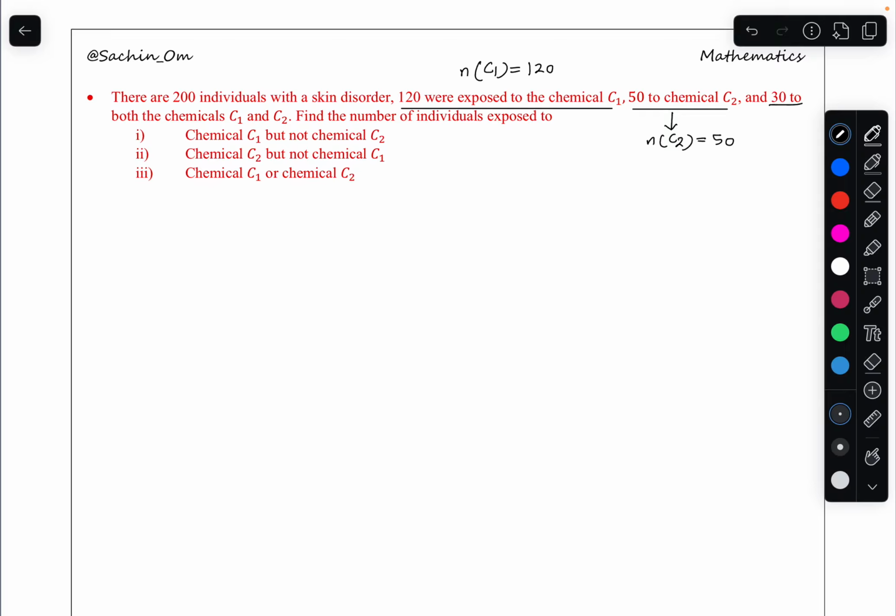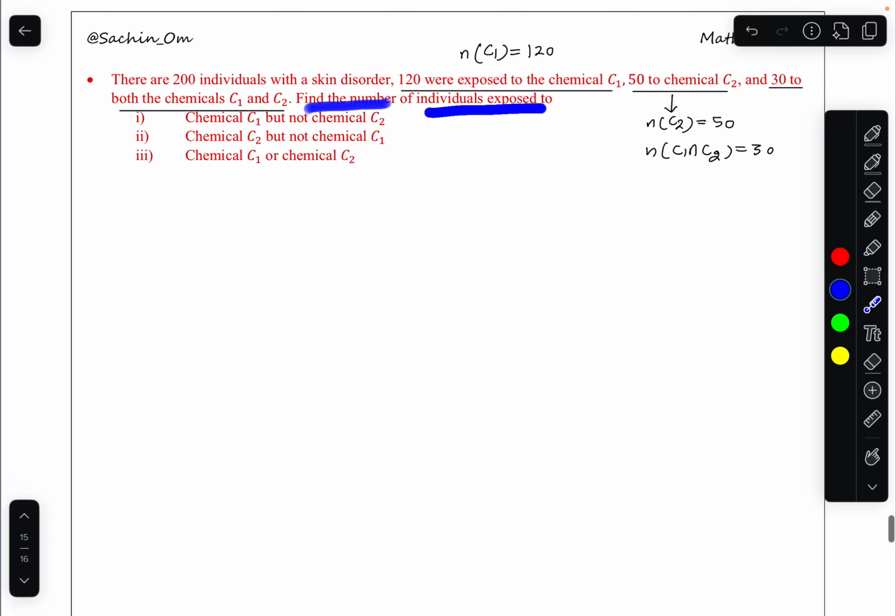There are 30 individuals who are exposed to both the chemicals. Both the chemicals means the common portion they are talking about, which is the intersection. So they have given you the intersection also. The number of elements in C1 intersection C2 is 30. So this is the detail that is given to me. And now we come to the question they are asking.